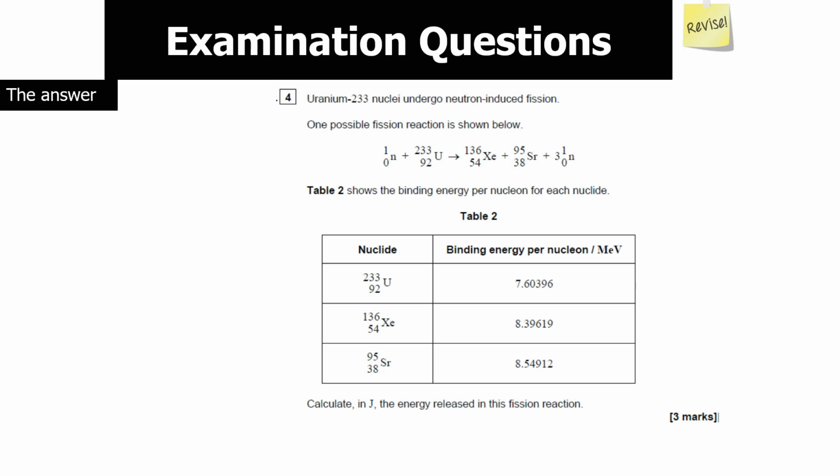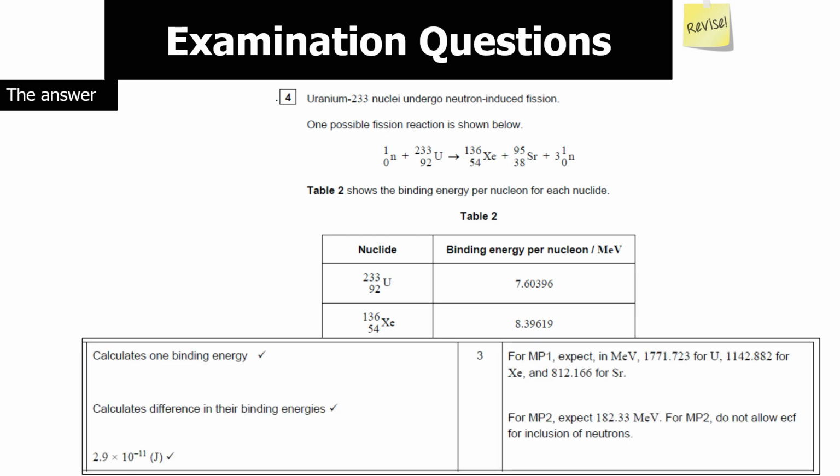Right, so how do you answer this particular question? So what you've got to do is work out the binding energy for each of the values by multiplying the binding energy per nucleon by the number of nucleons for each of the values, which is given by the top number for each one.